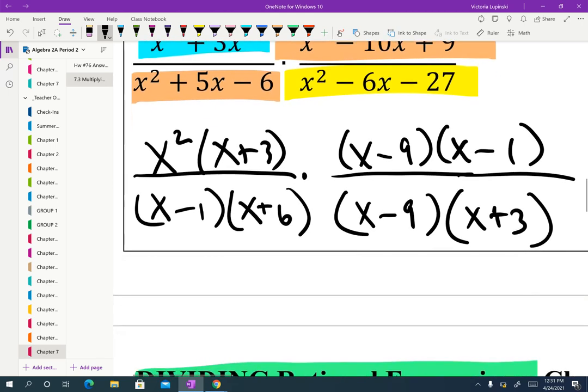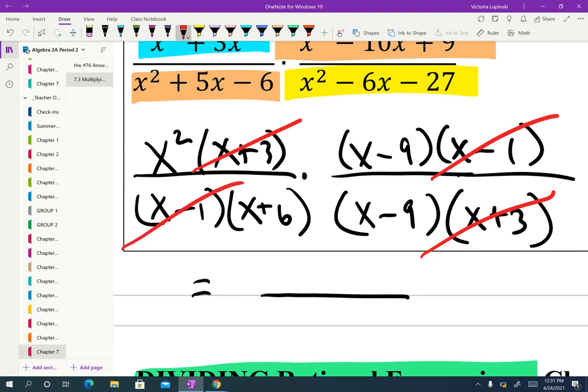Here is probably my best tip for you as you go ahead and try these homework problems. The whole point of this section is that lots of things should cancel. So if you find yourself in a case where things are not canceling, that's kind of a clue to you that maybe you're not factoring correctly. So canceling is the most fun part. This x plus 3 with this x plus 3, this x minus 1 with this x minus 1, and this x minus 9 with this x minus 9, leaving you with just an x squared up top and an x plus 6 on the bottom.